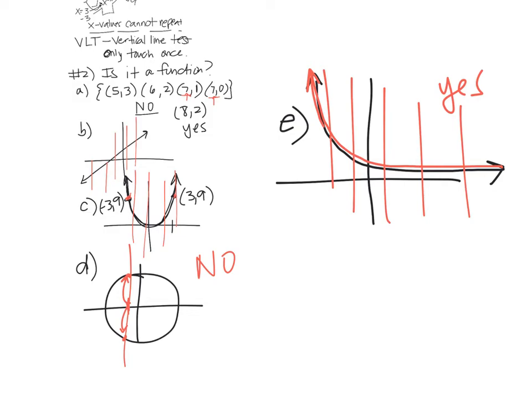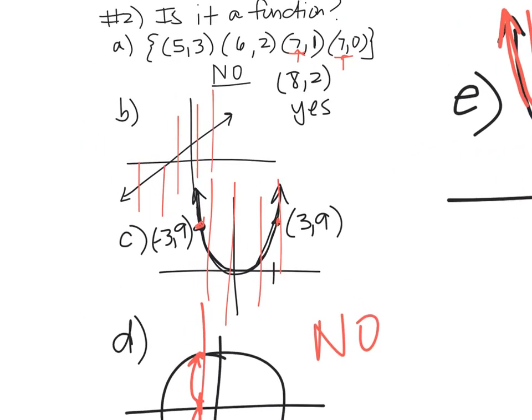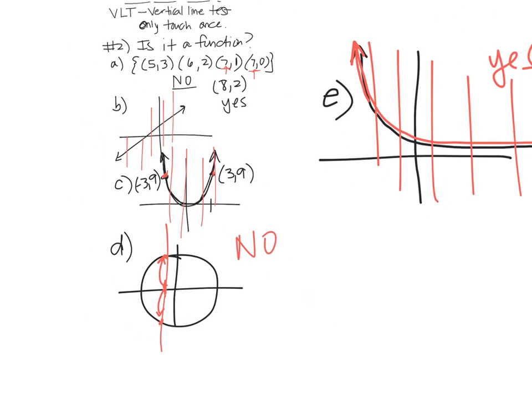Oh, here's a good question for you. You know how we did lines right here? Are all lines functions? No. There's one special line that is not a function. Do you know what that is? Vertical line. A vertical line is not a function. All the rest of them are.